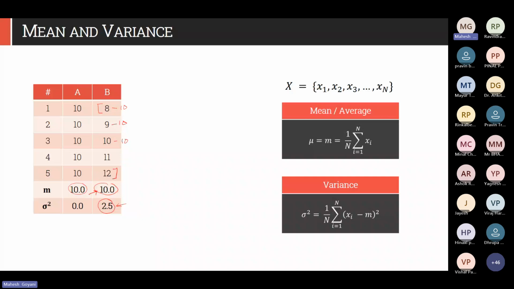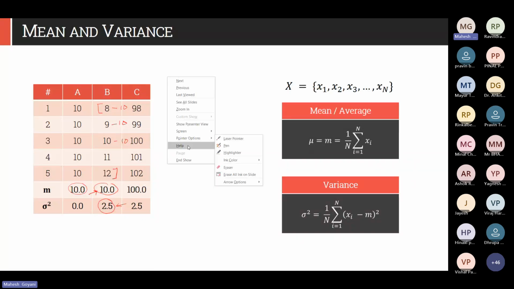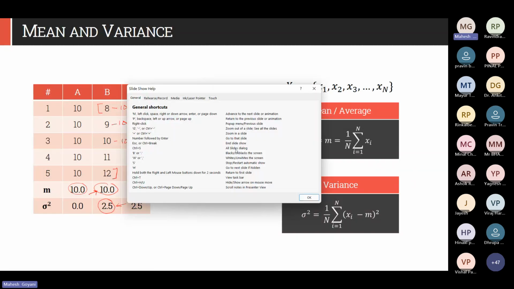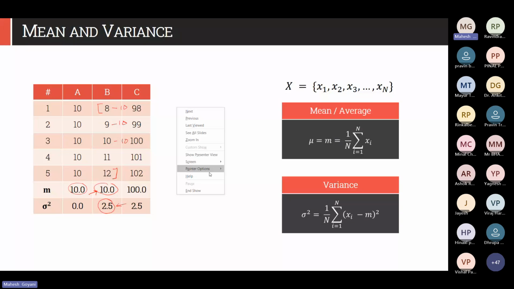If I go for the next data set, that is 98, 99, 100, 102. If I compute the mean of this, then that would be 100. So here means are different. So obviously we can understand that this data would be centered around somewhere near 10, and this vector would be centered somewhere around near 100. So that is very clear.